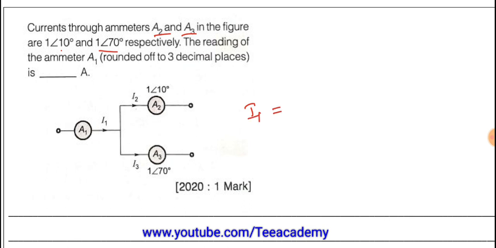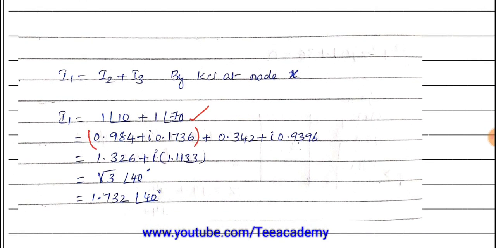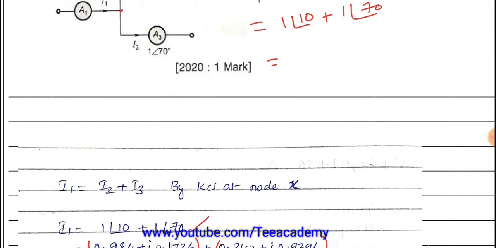Here the current I1 is nothing but the sum of I2 plus I3, applying node analysis, since current entering is equal to current leaving. I2 is 1 at an angle of 10 degrees plus 1 at an angle of 70 degrees. Either you can add directly in the calculator, or you can convert from polar form to rectangular form and then add. 1 at an angle of 10 in rectangular form is 0.984 plus j 0.1736, and 1 at an angle of 70 gives 0.342 plus j 0.9396. Adding and converting back to polar form, you get root 3 at an angle of 40 degrees, which is 1.732 at an angle of 40 degrees. That will be the answer here.